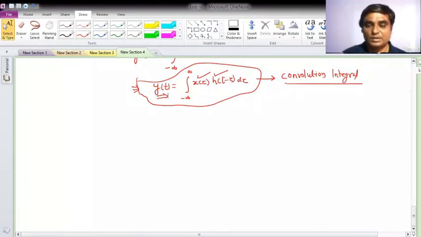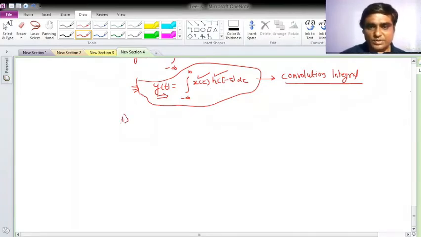Okay. Now next we'll see one or two problems on the convolution, how to find out the y of t using convolution integral. In short, you know it now. So generally what is the process?